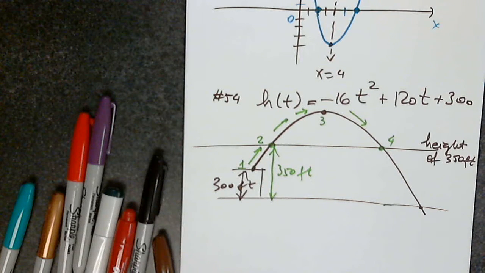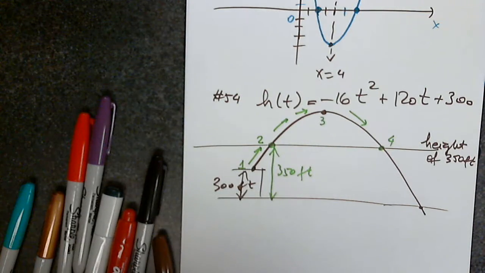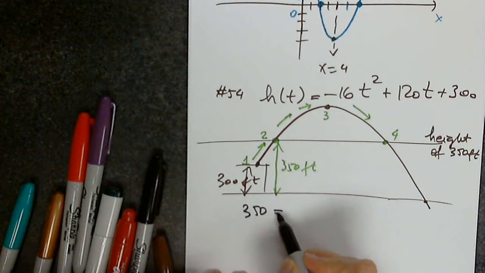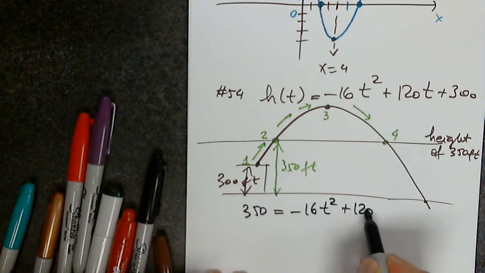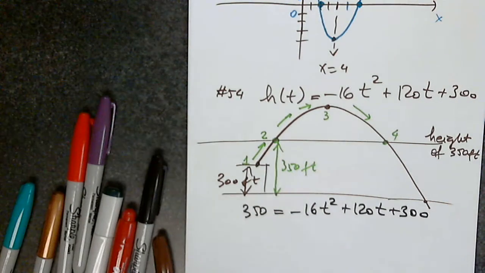So we're asked to find when the object will reach a height of 350 feet. I have to come up with something that I can solve, because otherwise I will not be able to determine when. So what would you recommend we write? Exactly, the distance is 350. 350 equals negative 16t squared plus 120t plus 300. Very good. The function is giving us the height at any moment in time.